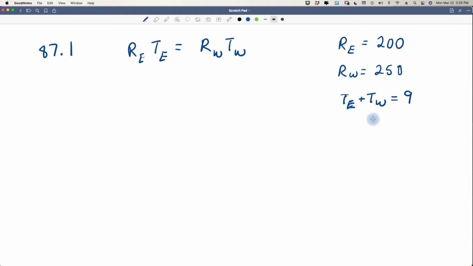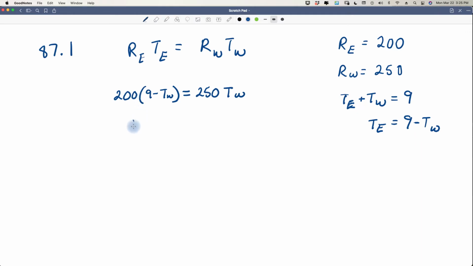So let's solve for TE, and we would say TE equals 9 minus TW, right? Because we're going to subtract TW from both sides. All right, so now we have a substitution that we can put in for TE. So we'll just do that. RE is 200, so 200 times TE, which is 9 minus TW, equals RW, which is 250, times TW, which we still don't know what that is.